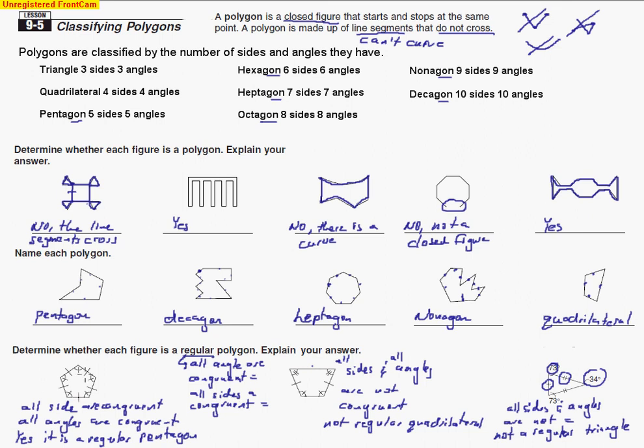So we only had one in this example here. So again, the key for regular is that all sides and all angles are the same. So those are the types of problems you'll see on tonight's homework. Good luck.